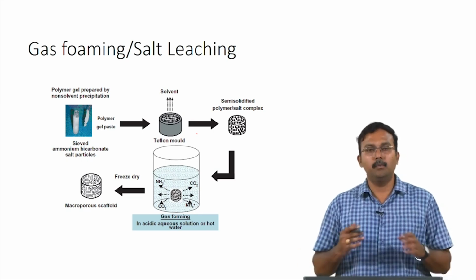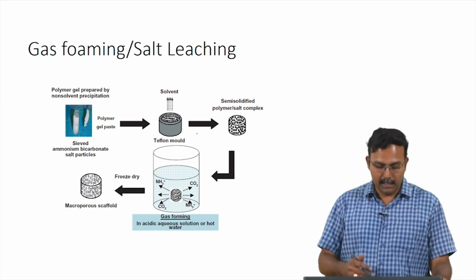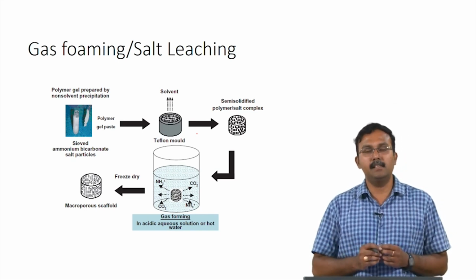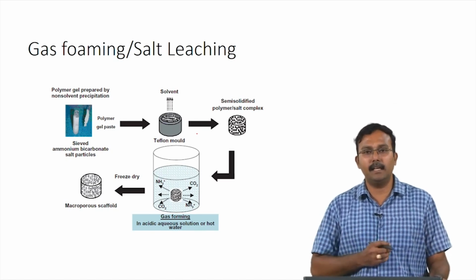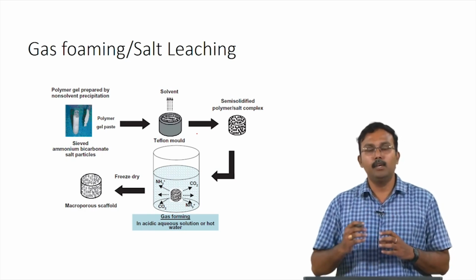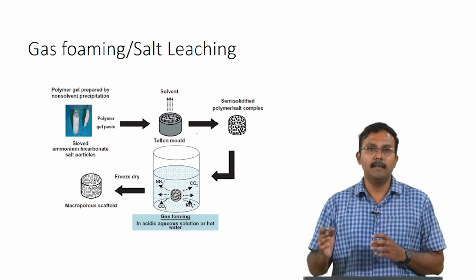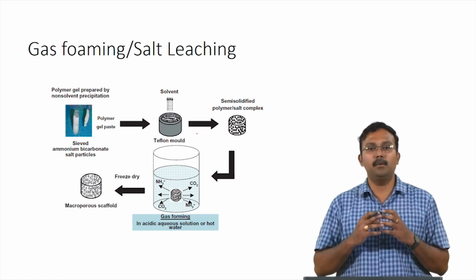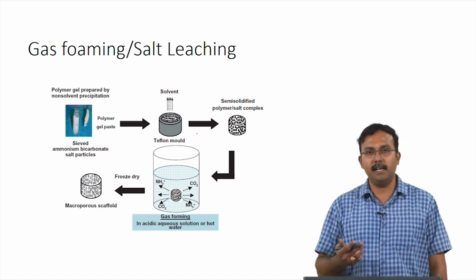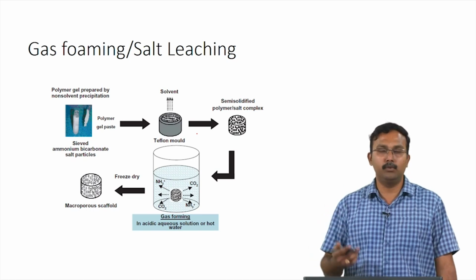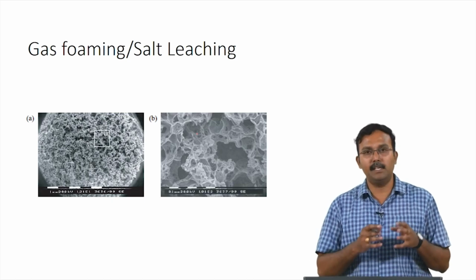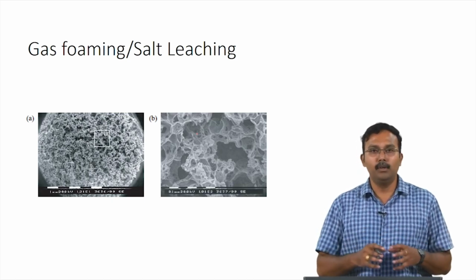This semi solidified polymer salt complex is then added to an acidic aqueous solution or to hot water. What happens when you do this is the ammonia and carbon dioxide get generated and start effervescing, getting released into the water. So, from the salt polymer blend you now have the gas leaving, and this leaves a porous scaffold. You end up with a macroporous scaffold which can then be freeze dried to be stored for further use.